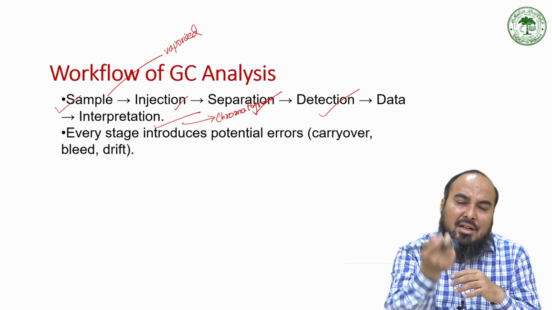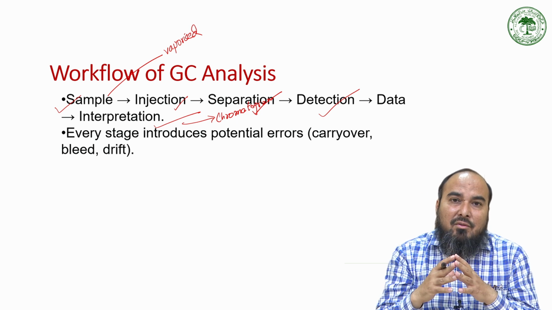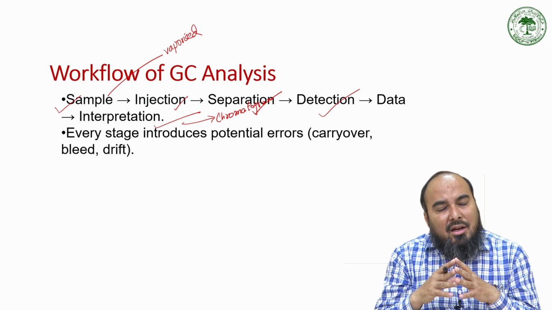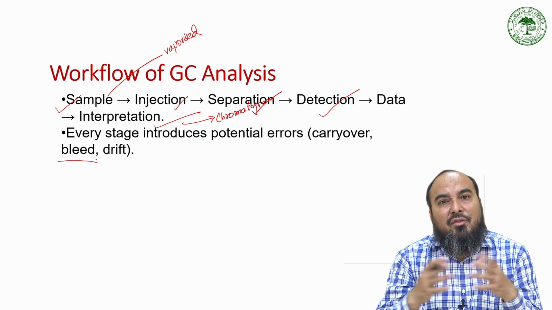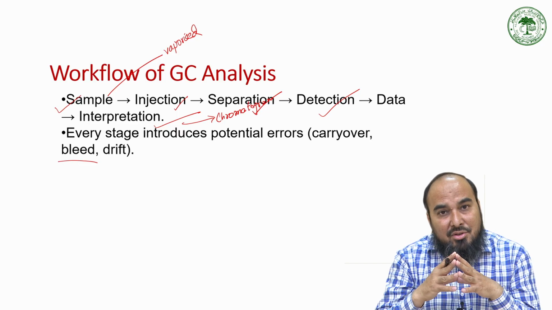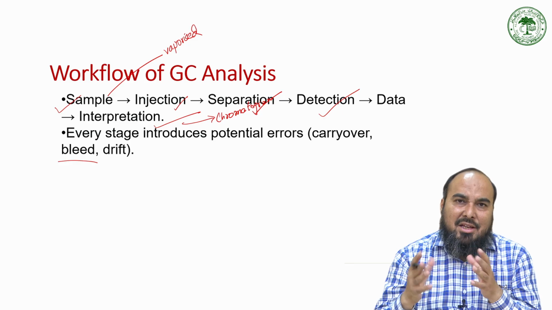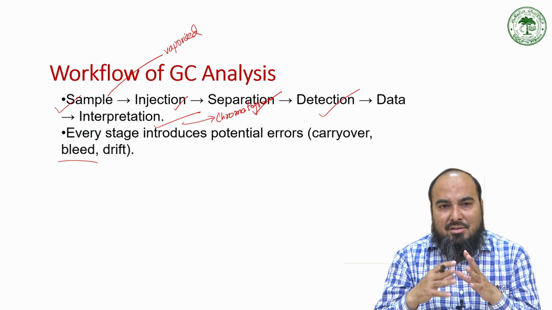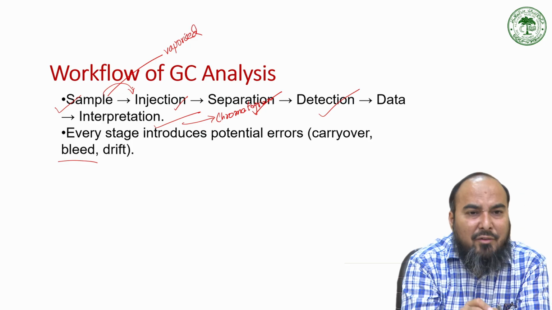For example, if you increase the temperature of the column too much, then your stationary phase will start coming out with the eluent. That is, you can say bleeding will occur or drift may occur. Extra electrons are produced. So every time there are chances of error in each case. So you have to be very cautious. If you are going from one to another, you have to be very cautious.